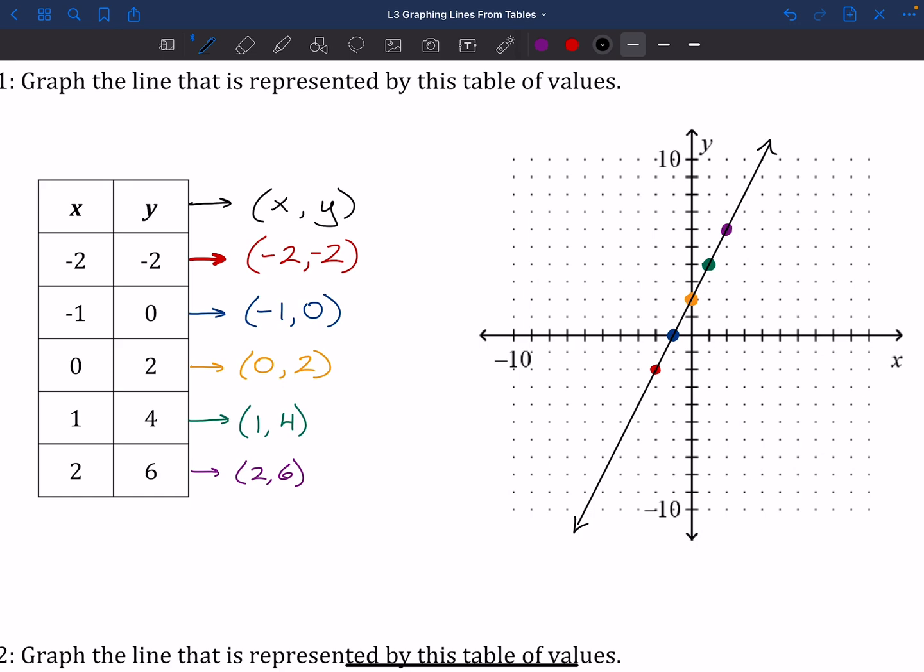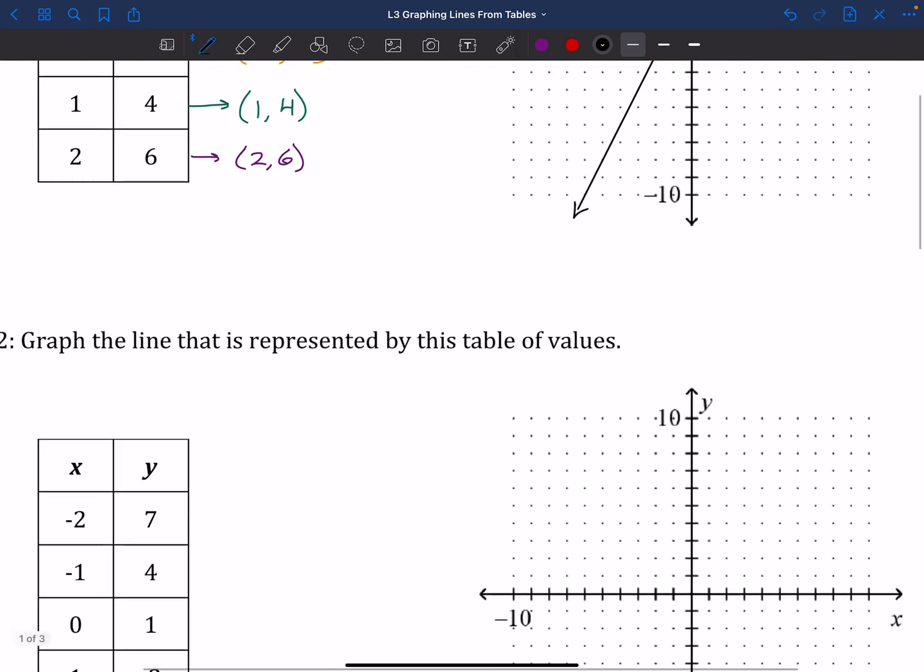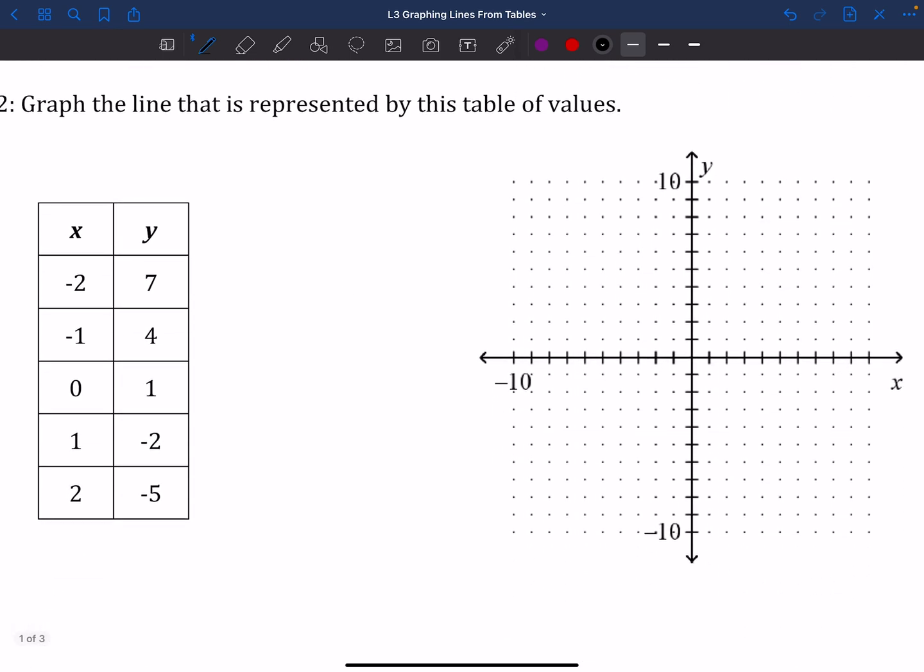There you go. If you're feeling up for it, try this one out on your own. Give it a go. If you're feeling a little shaky, follow along with me. I'm going to do kind of the same thing I did before, although I'm going to go a little bit faster.